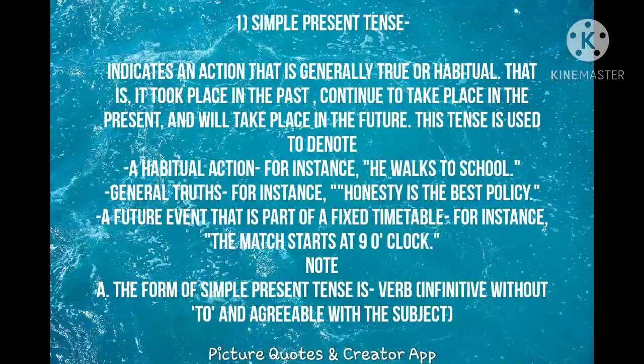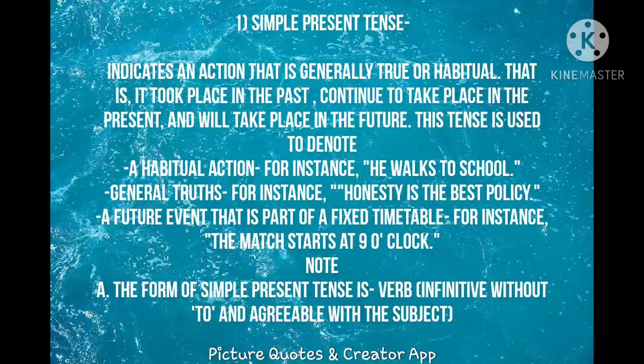The first one is simple present tense. This tense indicates an action that is generally true or habitual. That is, it took place in the past, continues to take place in the present, and will take place in the future. This tense is used to denote mainly three things. The first one is a habitual action. For instance, he walks to school. It means daily. It is a repeated action. Daily or every day he walks to school.